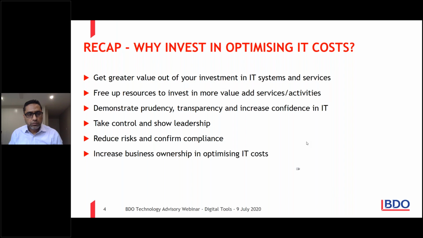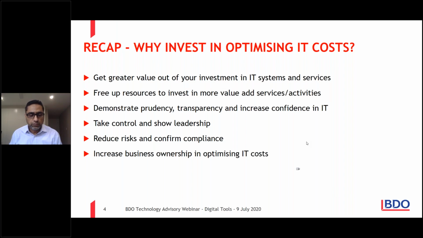Then the whole IT cost optimization also gives control and shows leadership. And we will cover a few topics in terms of how cost optimization, looking at line by line expenditure management, gives a better sense of where the dollars are going. And also it gives a feel of what are the type of things that IT can lead within the organization and show leadership.